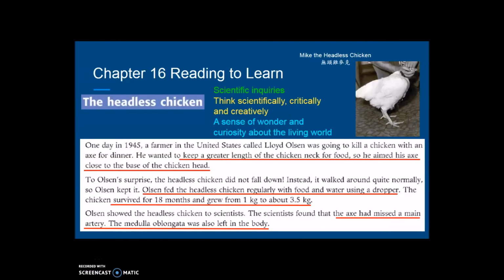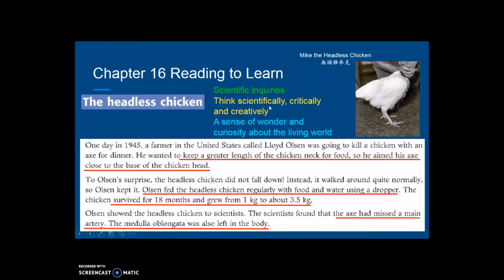Okay, so we are going to take a look at the second case, the headless chicken. The point is that in this part we would like to develop some techniques for scientific inquiries, and also we need to think about this biological phenomenon scientifically.